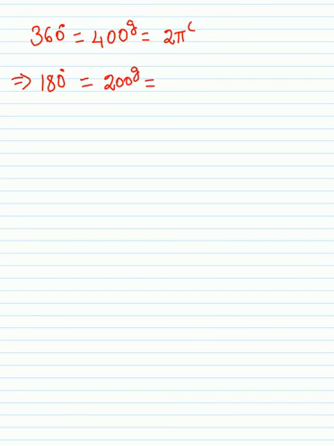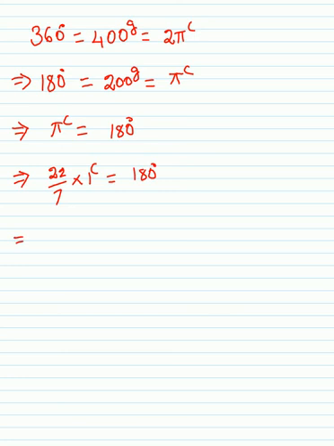is equal to half of the radians, pi radians. From this one we can conclude that pi radians is equal to 180 degrees. So pi we can write as 22/7. Into 1 radian, that is equal to 180 degrees. Now let us transfer. 1 radian is equal to 180 degrees into 7 divided by 22.